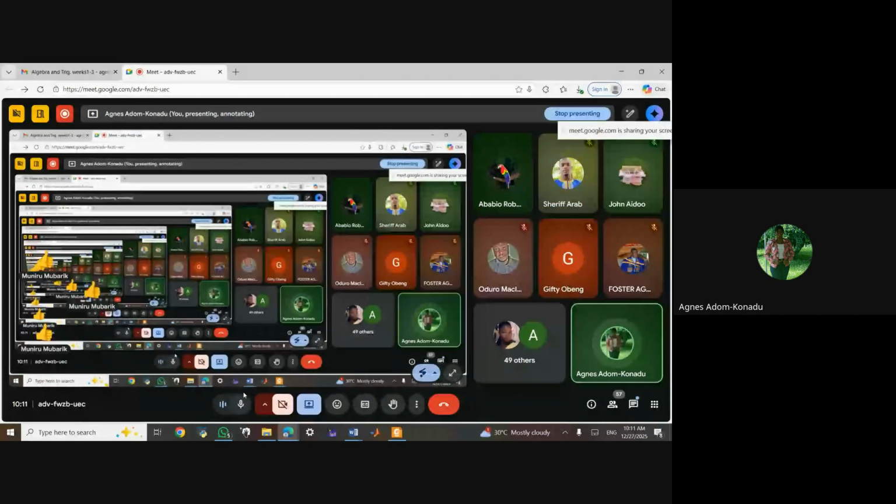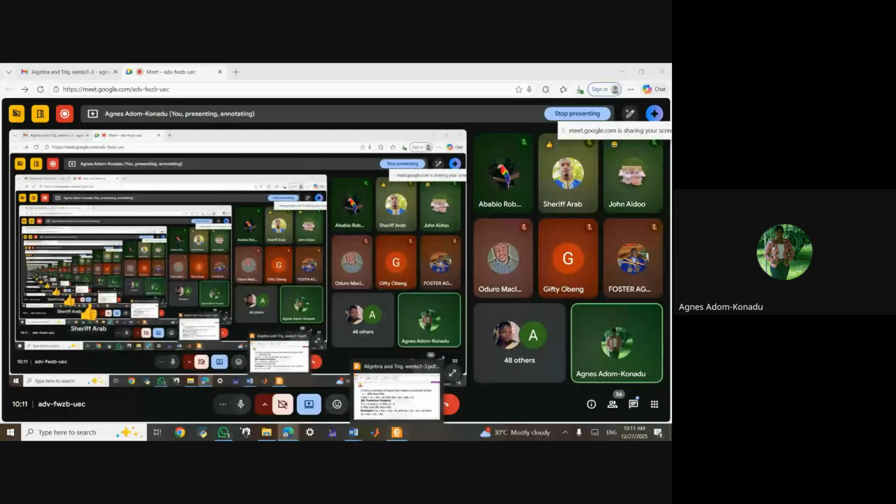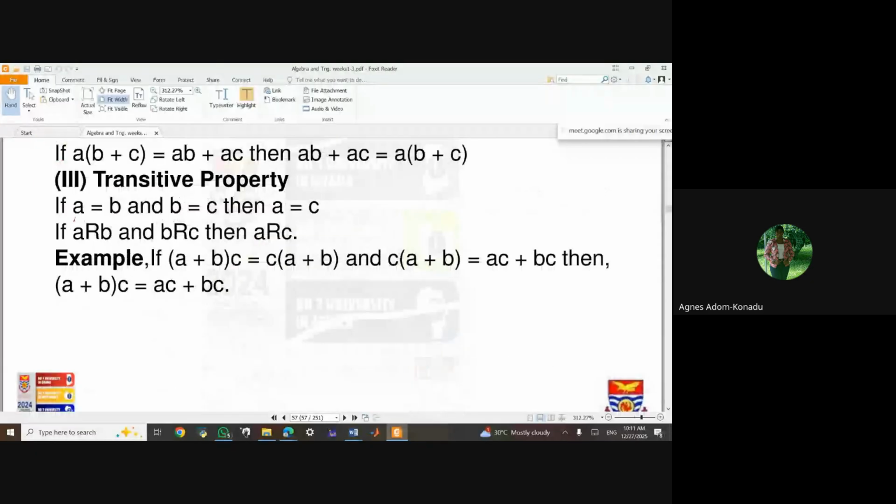Mr. Odro relates to Chairman Foster, and Chairman Foster relates to Mr. John Edu. It means that Mr. Odro also relates to Mr. Edu, and that is the transitive property. So for example, if A plus B in a bracket times C is equal to A in a bracket A plus B, and A in a bracket C outside A plus B is equal to this, then they are the same. So that's the transitive property.